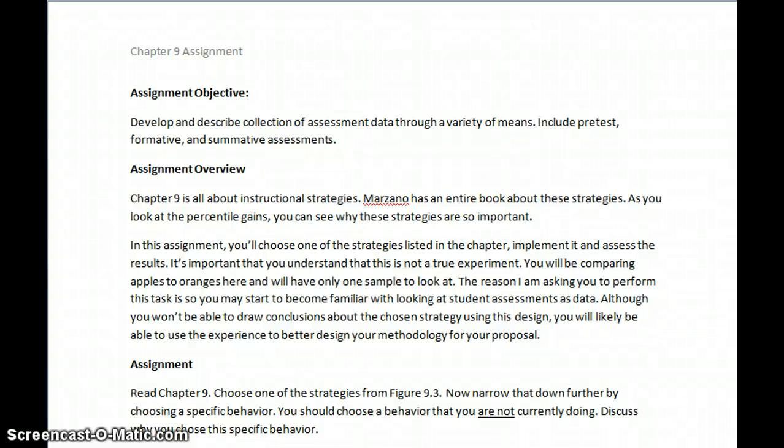Hi, this is the Chapter 9 assignment overview. Let's look at the assignment objective first. This is another assignment that's going to deal with assessment.